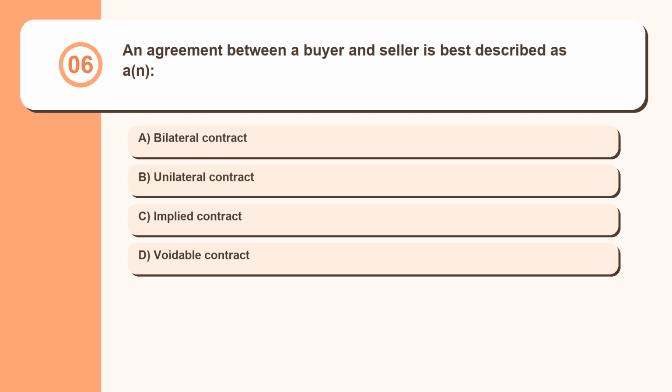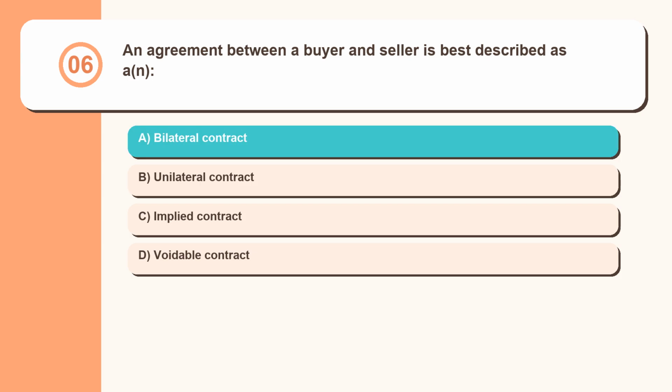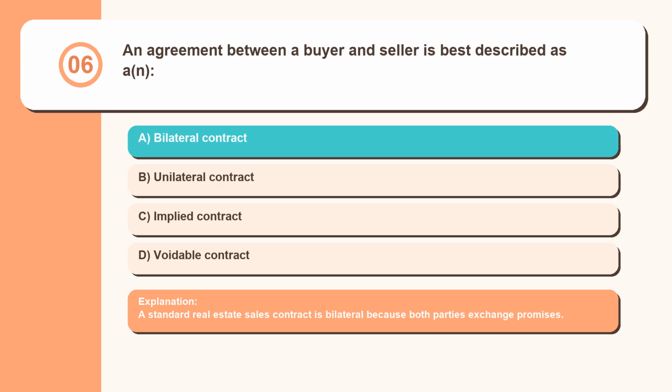Question 6. An agreement between a buyer and seller is best described as a bilateral contract, unilateral contract, implied contract, voidable contract. A standard real estate sales contract is bilateral because both parties exchange promises.